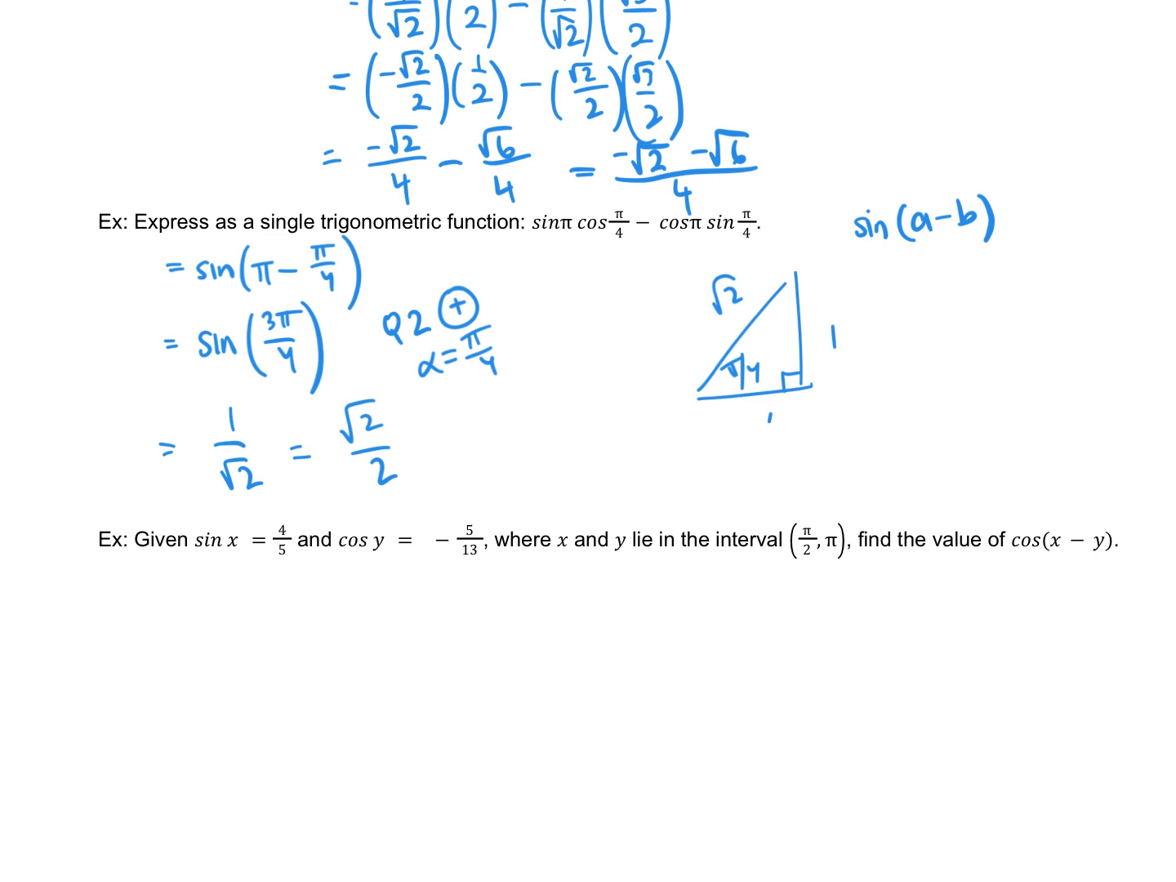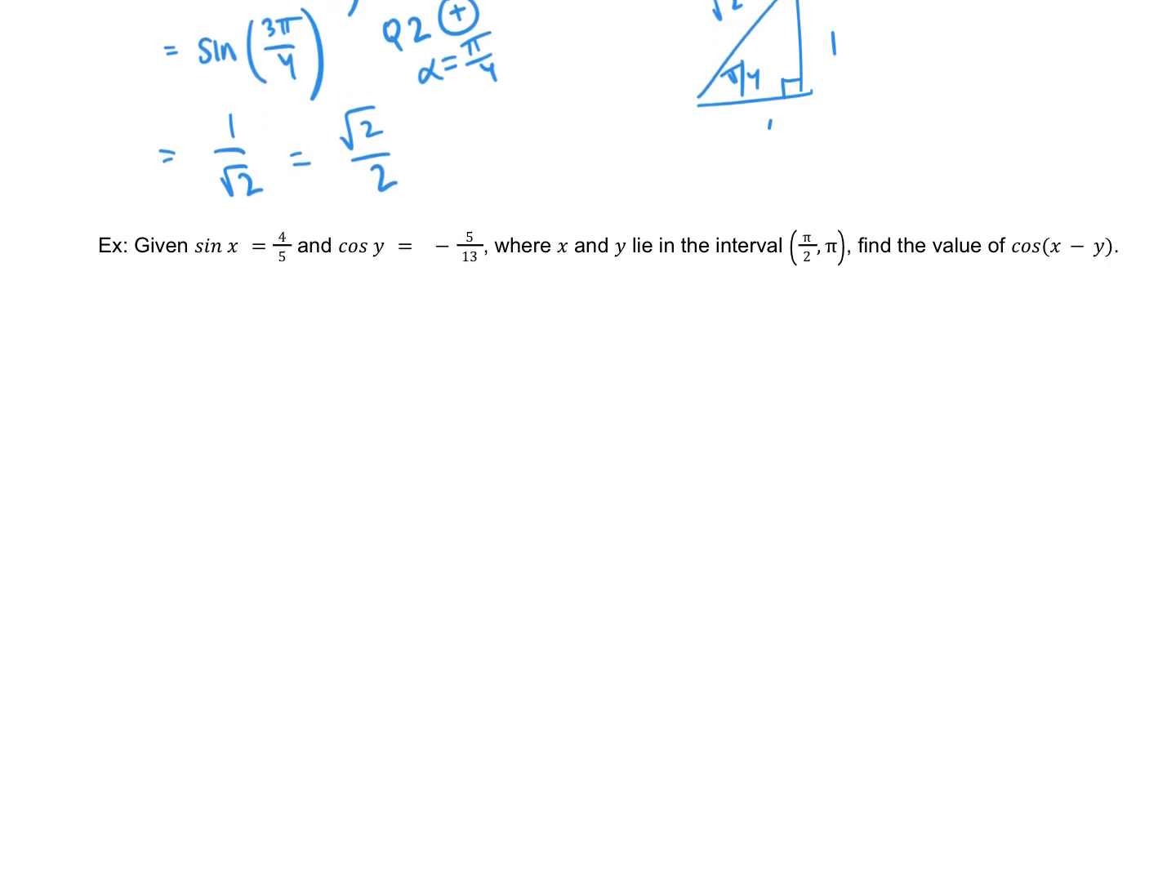Final example. Given sine x equals 4 over 5 and cos y equals negative 5 over 13, where x and y lie in the interval pi over 2 comma pi, so that means we're in quadrant 2, find the value of cos x minus y. Now, something I want to add here: find the exact value of cos x minus y, which means I can't just take a sine inverse, figure out what angle x is, take a cos inverse, figure out what angle y is, and then punch things into my calculator.